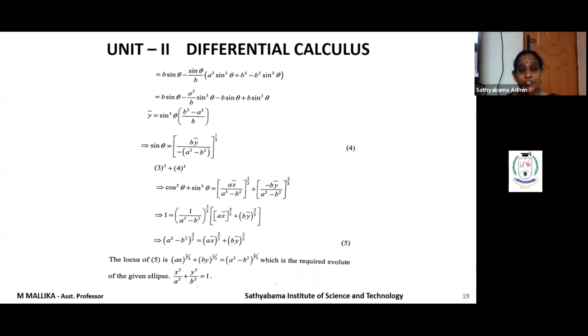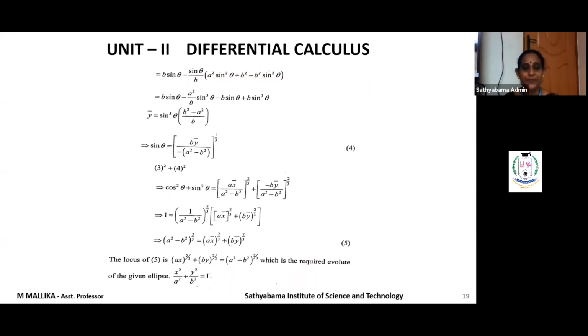So you'll be getting an equation of the form equation 5, namely a x bar power 2 by 3 plus b y bar power 2 by 3 equals (a square minus b square) the whole power 2 by 3. The third step is an equation in terms of x bar and y bar is obtained. Now, last step, change x bar as x, y bar as y. So you'll get the required equation, which is a x power 2 by 3 plus b y power 2 by 3 equals (a square minus b square) power 2 by 3. So that is the evolute of the ellipse.